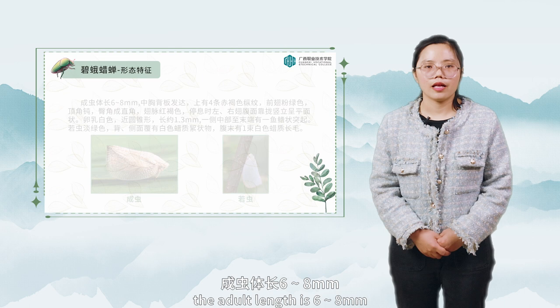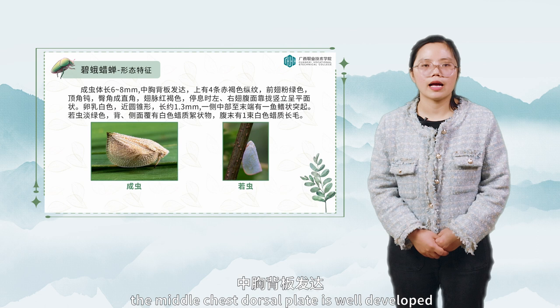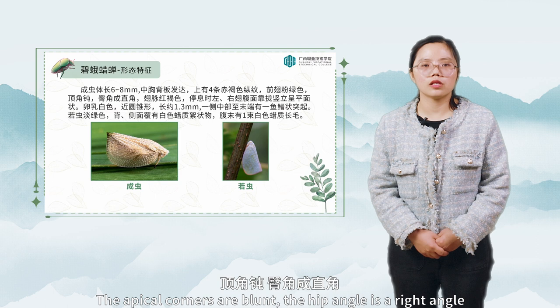The adult length is 6 to 8 millimeters. The middle chest dorsal plate is well developed. There are four reddish-brown longitudinal lines. The forewings are pink-green. The apical corners are blunt. The hip angle is a right angle. The wing veins are reddish-brown.